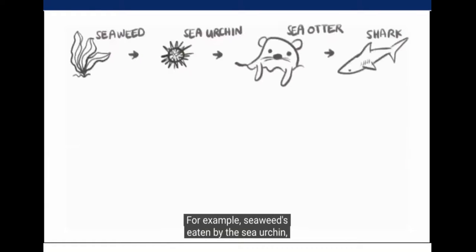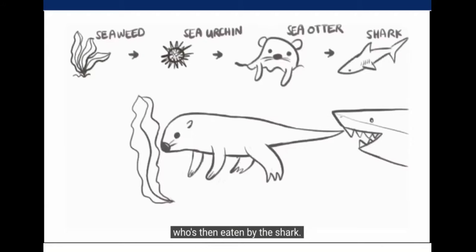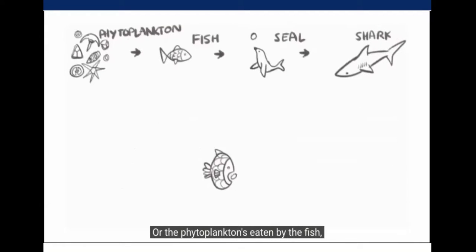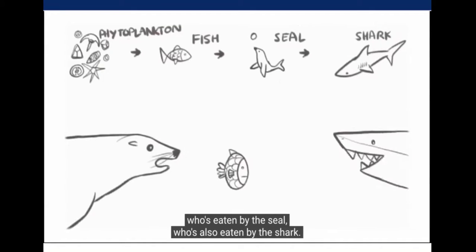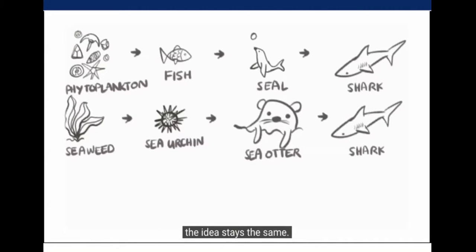For example, seaweed's eaten by the sea urchin, who's eaten by the sea otter, who's then eaten by the shark. Or the phytoplankton's eaten by the fish, who's eaten by the seal, who's also eaten by the shark. Notice that even though the animals might be different, the idea stays the same. The chain always starts with the producer and ends with the consumer.